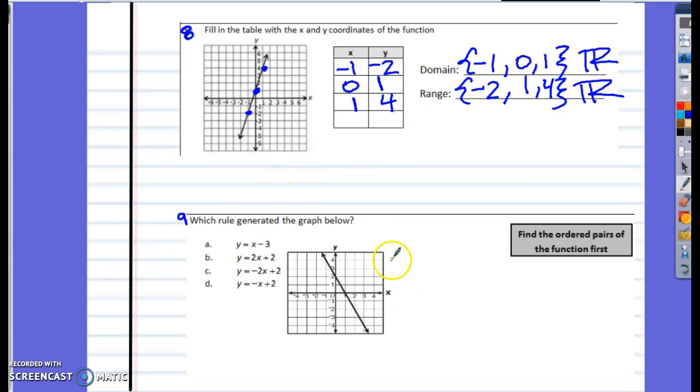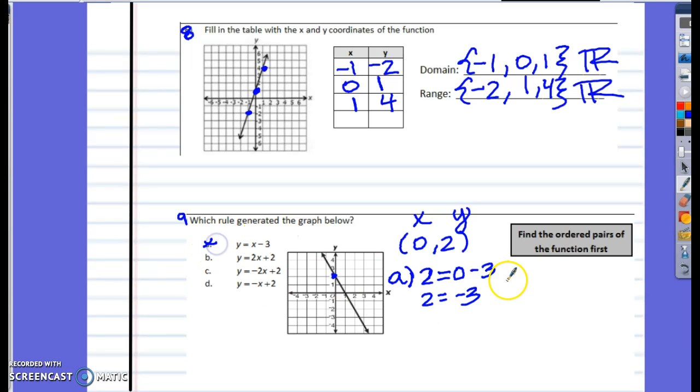Alright, last example. So let's get some ordered pairs. So I see an ordered pair right there, which would be 0, 2. We can take this ordered pair and plug it in for the x and y values and see which choice works. So A, we have 2 for y is equal to 0 minus 3. That gives you negative 3, so A is not correct.